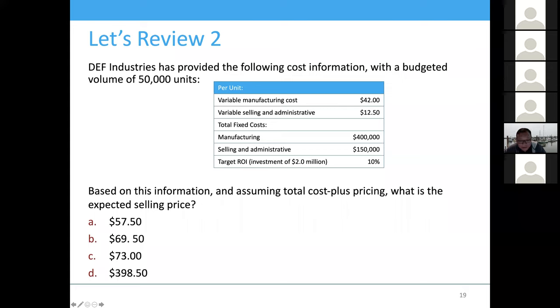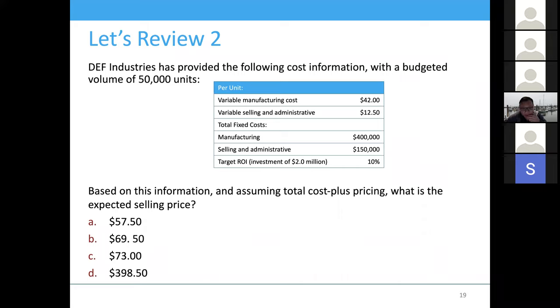B. How did you get B? So I added up the variable costs and the fixed costs together, and so that's the cost. And then I did the target ROI, the profit margin. And I did 2 million times 10%. Okay.